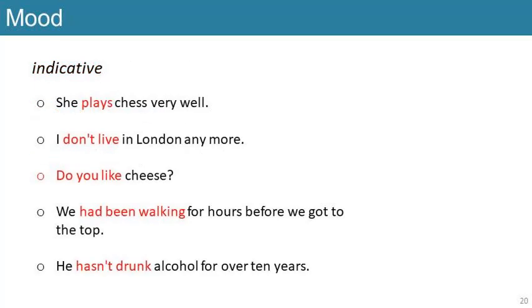The indicative is by far the most common mood. It is used in clauses that make statements of fact or opinion and ask questions. All the numerous English verb constructions can be used in the indicative mood. Here are some examples.